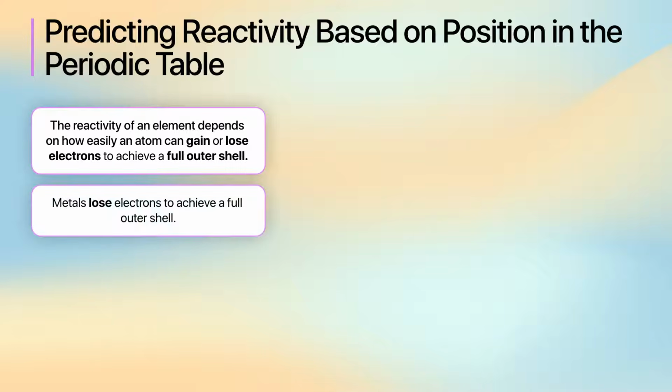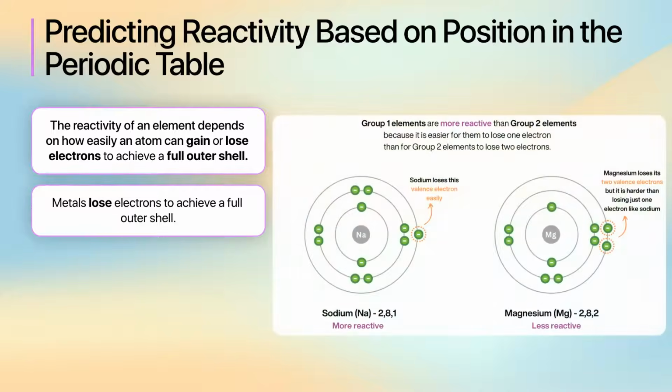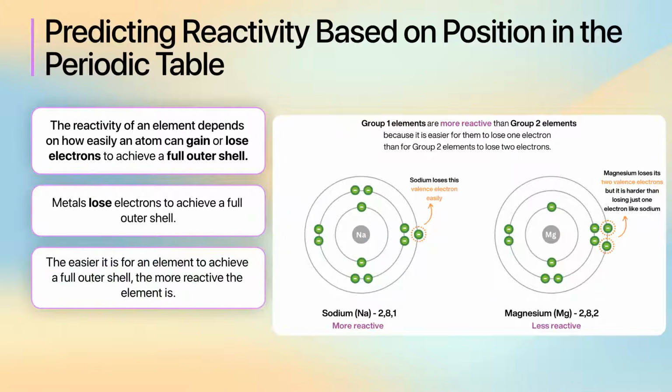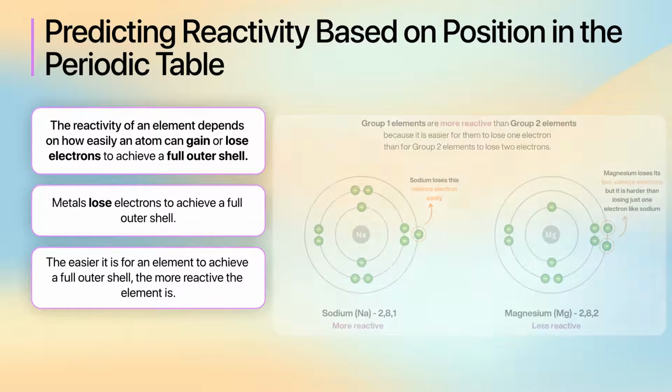Metals need to lose electrons in order to achieve a full outer shell. Group 1 elements are more reactive than Group 2 because it is easier for them to lose 1 electron than for Group 2 elements to lose 2 electrons. For example, sodium is more reactive than magnesium.